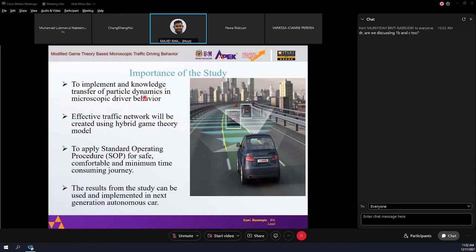And this is also an effective traffic network because it can predict, forecast, and give a database of which road conditions need to be repaired and maintained quickly. Then we can also apply standard operating procedures for a safe, comfortable, and minimum time-consuming journey. The result from the study can be used and implemented in the next generation autonomous car. So this is one of the examples.